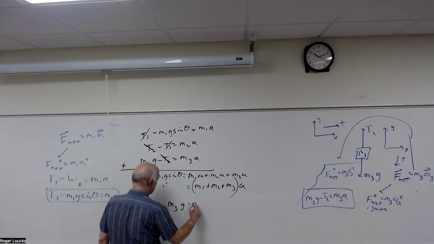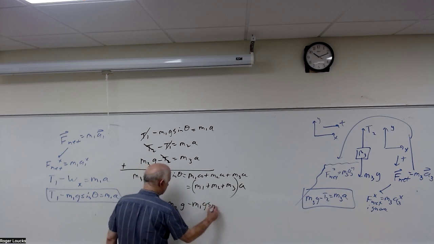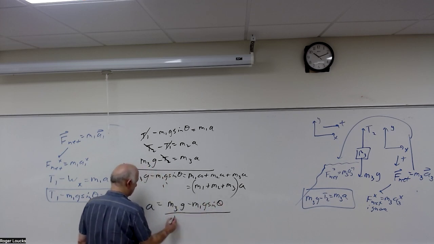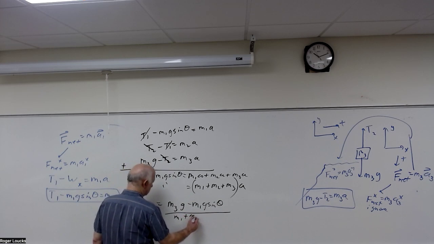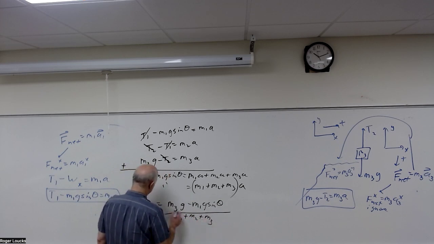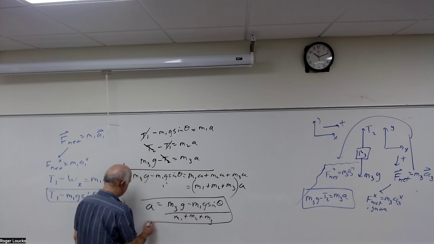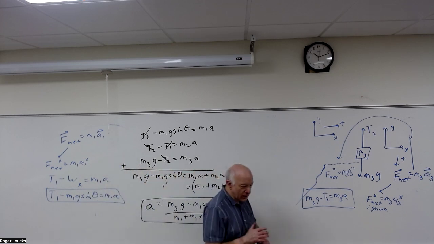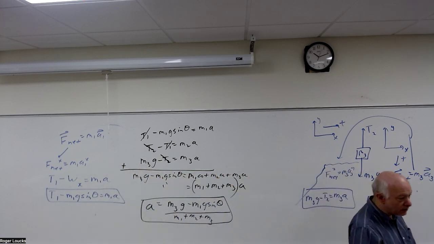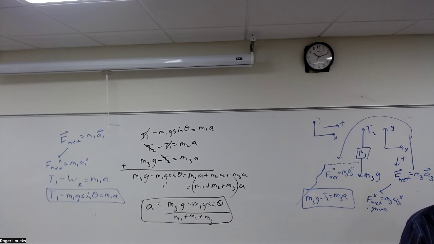This is M3G minus M1G sine of theta, over M1 plus M2 plus M3. Boom. It doesn't matter how involved the system gets, this method will work for absolutely every single one of them.